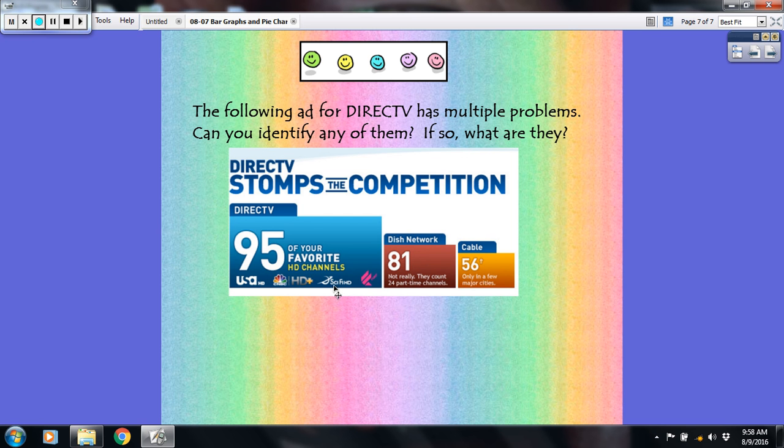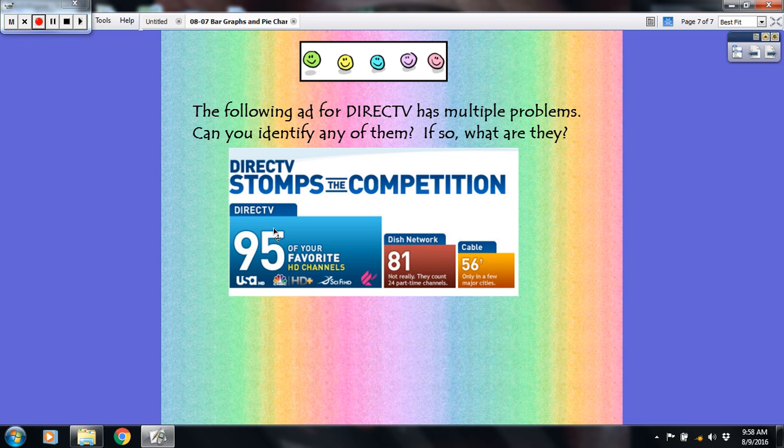Secondly, since the widths are not the same, your eye, of course, is drawn to the giant 95 DirecTV HD channels. And is 81 that much smaller than 95? What about 56? It's not even that much smaller than 81. So why are these two so small? Well, that's because this is an advertisement for DirecTV.